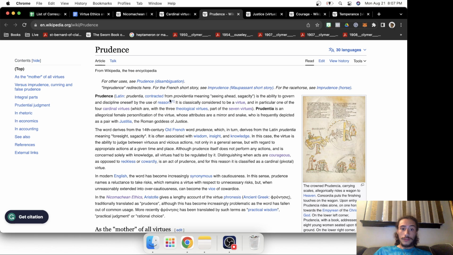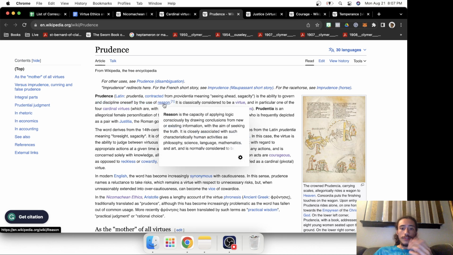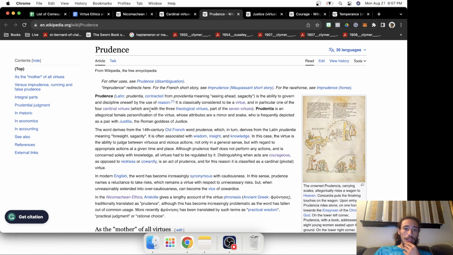Prudence is the ability to govern and discipline oneself by the use of reason. So being able to use your mind to understand and come to conclusions. It is classically considered to be a virtue, and in particular, one of the four cardinal virtues, which we talked about.